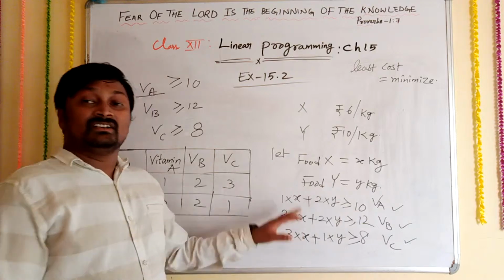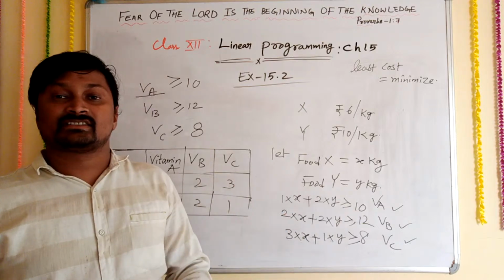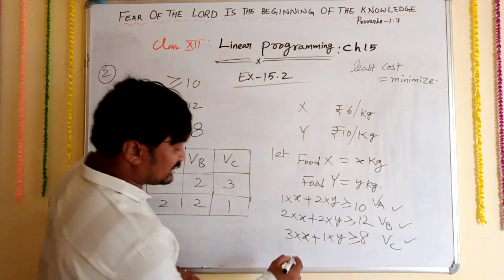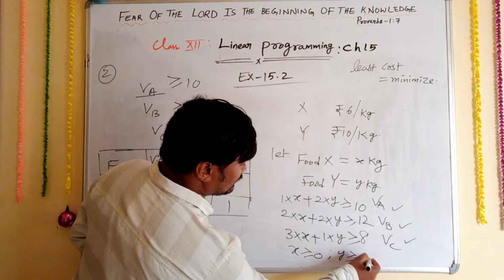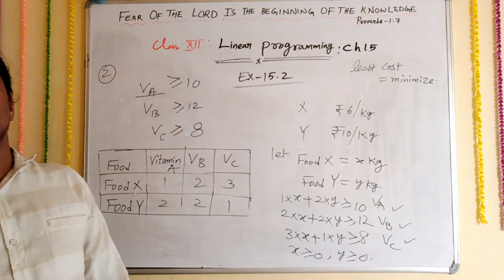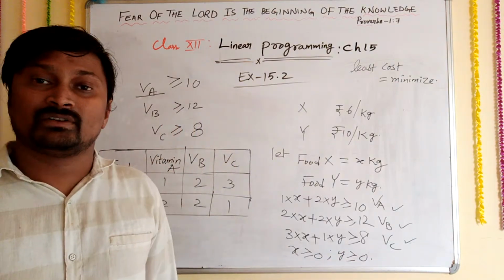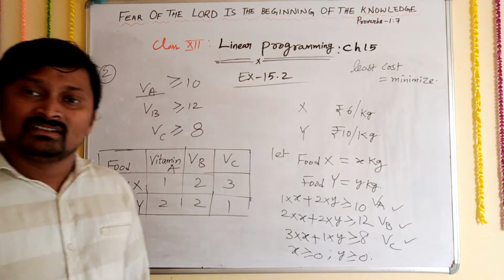Now at last, what are the non-negative constraints? The non-negative constraints are nothing but X is greater than or equal to 0, Y is greater than or equal to 0. Here the vitamin units should be greater than or equal to 0 only.